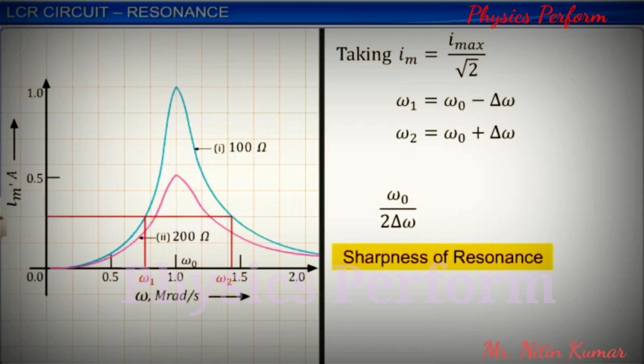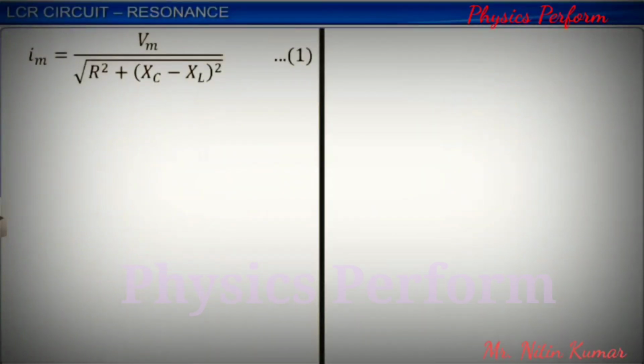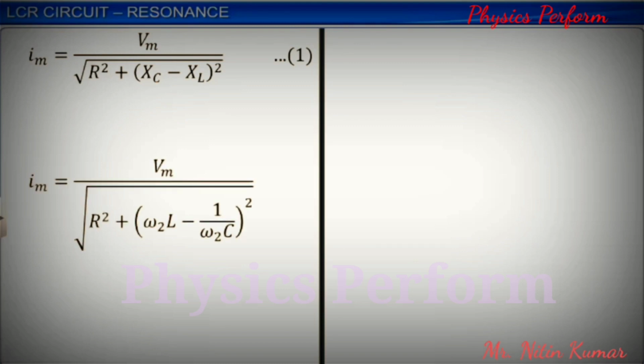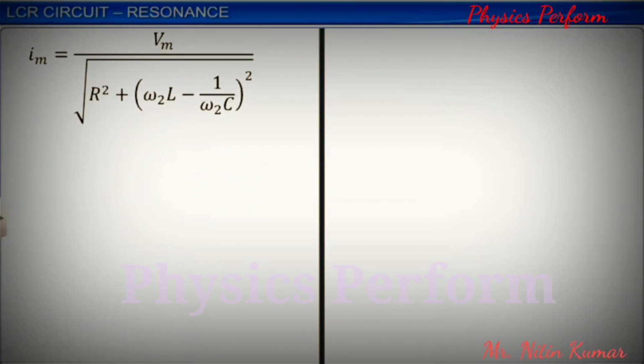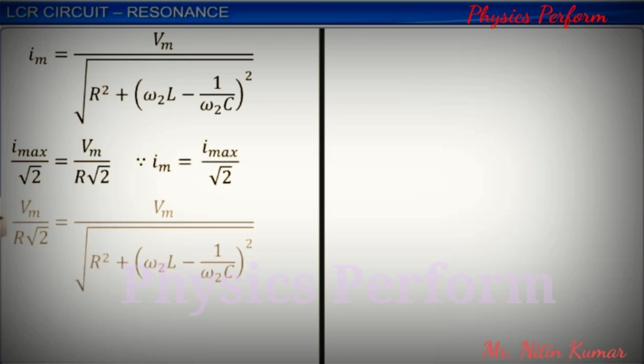Let us now calculate the value of delta omega using equation 1 for the angular frequency omega 2. Since amplitude of current is 1 by root 2 times the maximum current at resonance, we get I max by root 2 is equal to Vm by R into root 2. On simplifying, we get omega 2 L minus 1 by omega 2 C is equal to R.